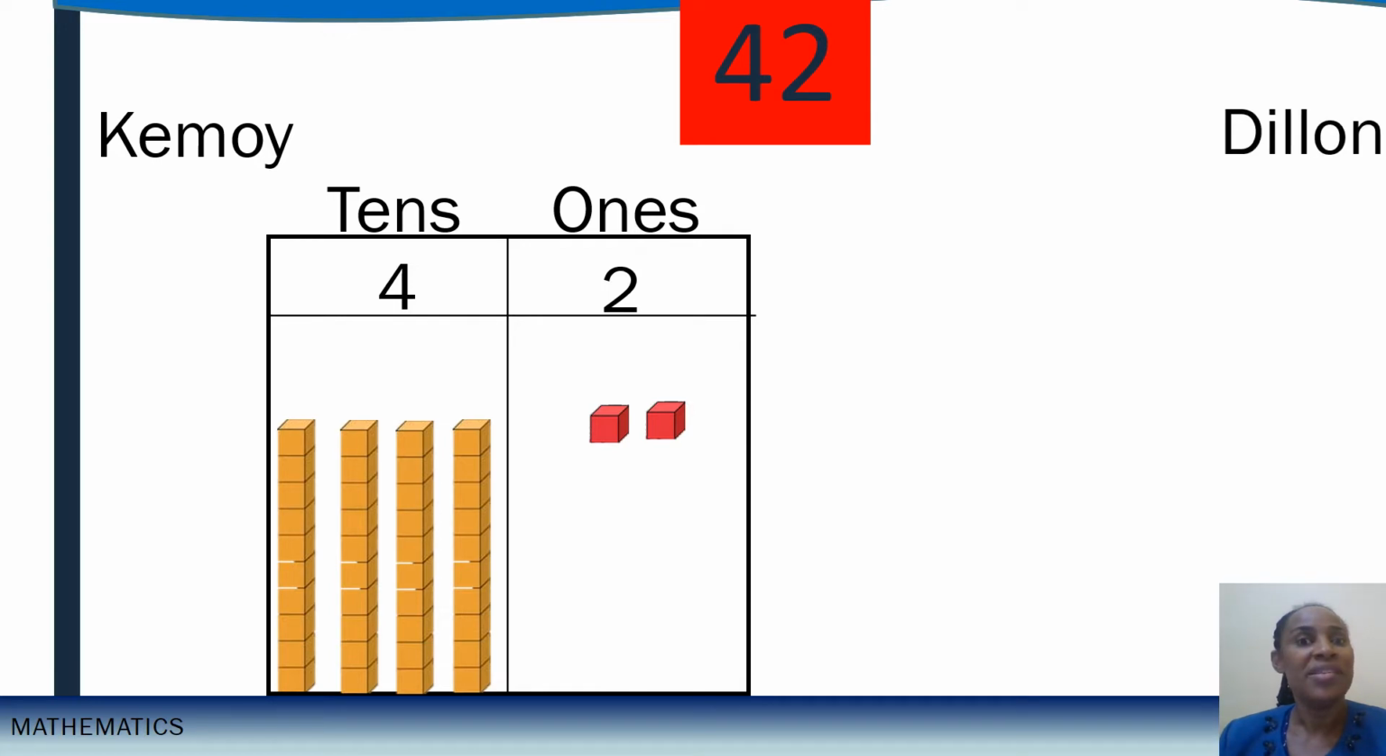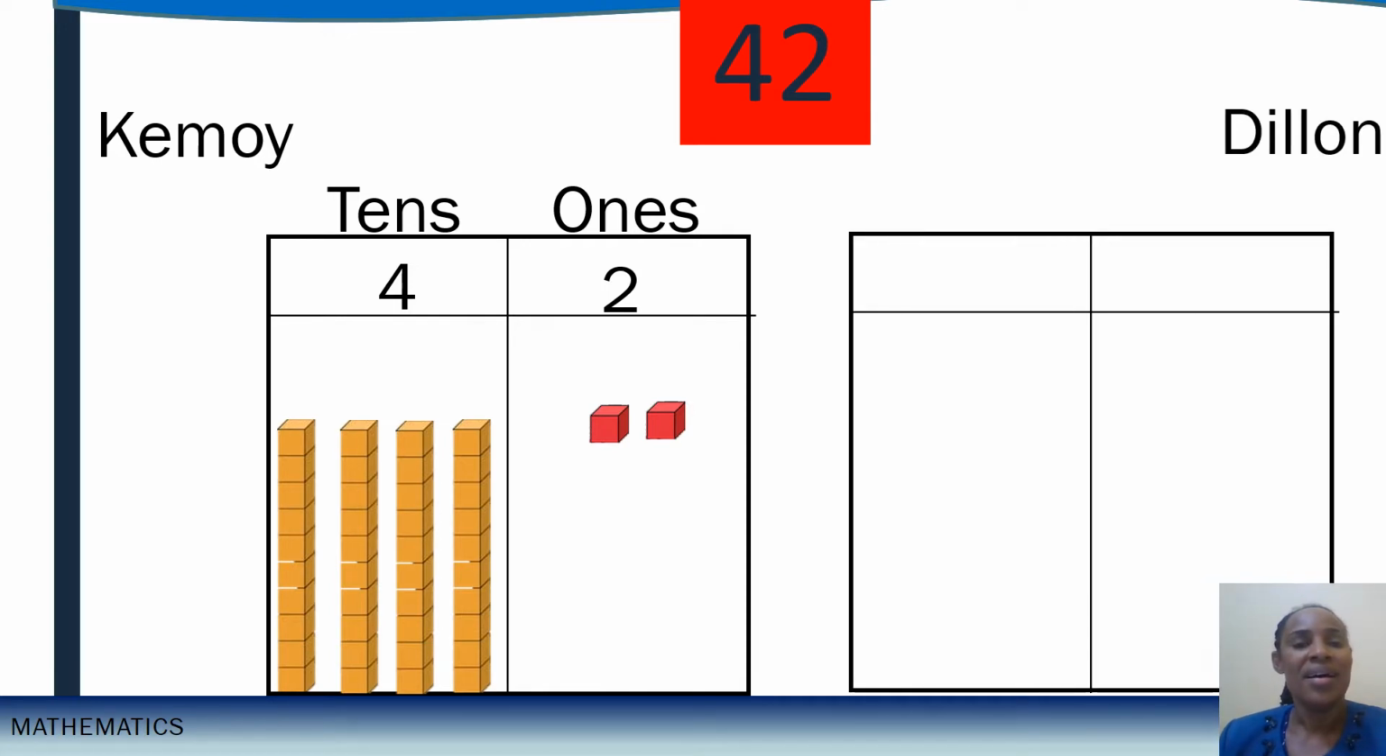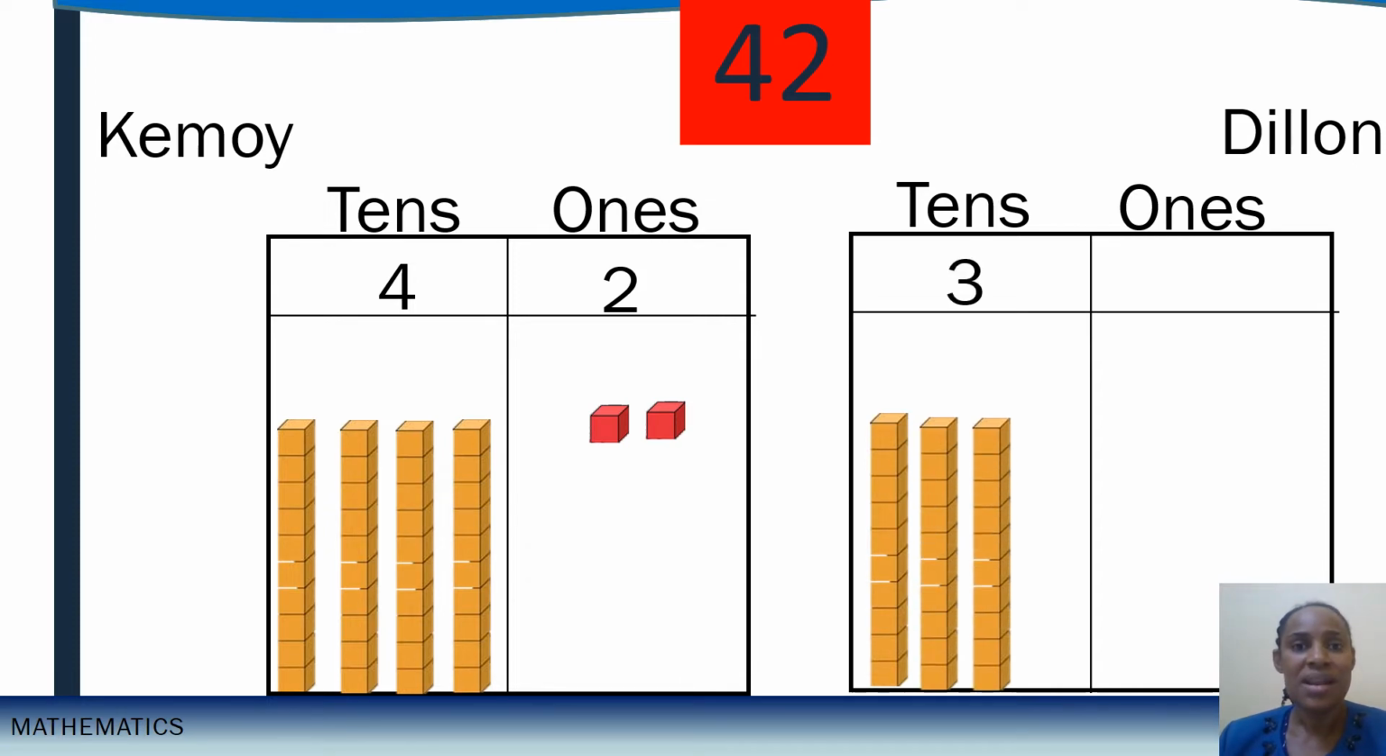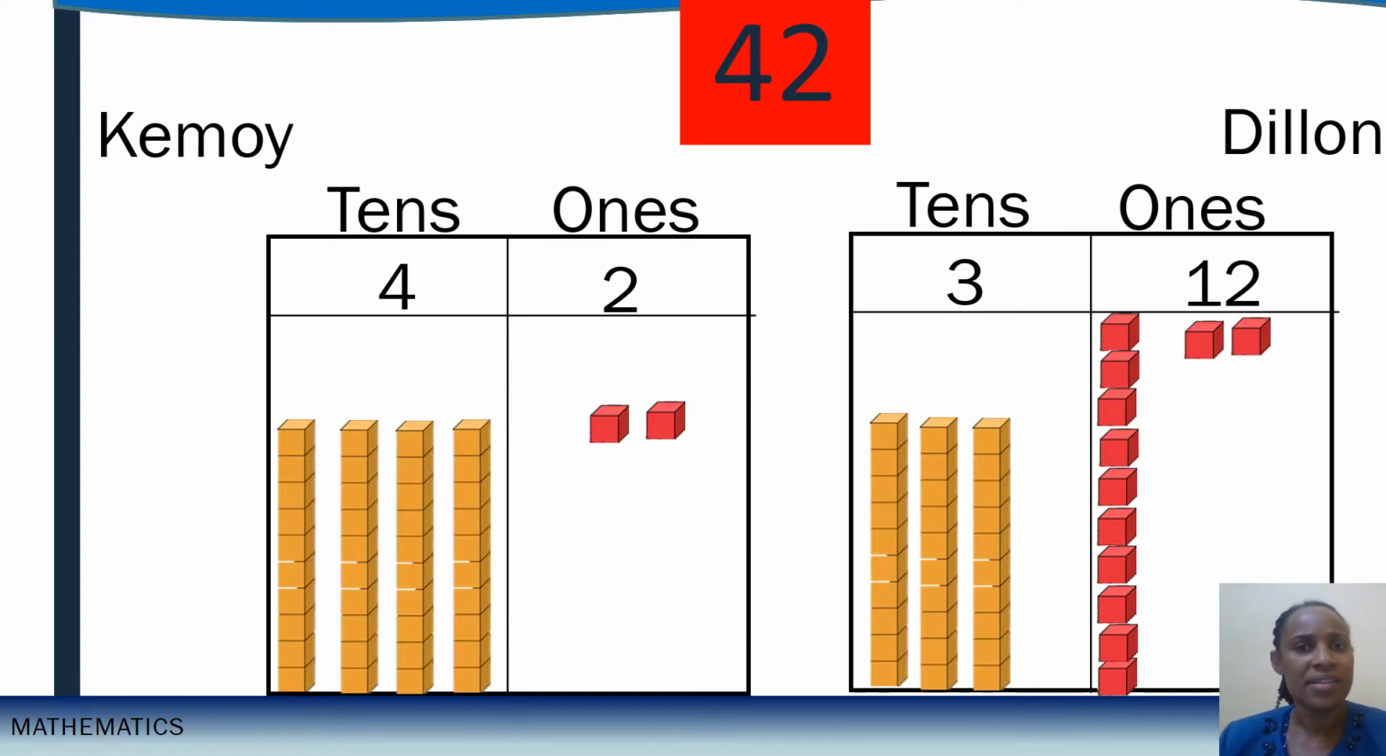Dylan also uses a place value mat. On his place value mat, he wrote tens and ones. Let's look at what Dylan did. Wow! Dylan used 3 longs and he wrote the number 3 in the tens column. Then look at what he did for the ones. Wow! Dylan used 12 units in the ones column and he wrote 12 under the ones.